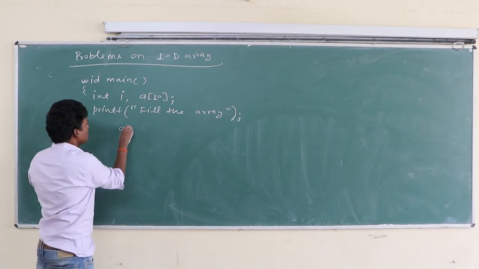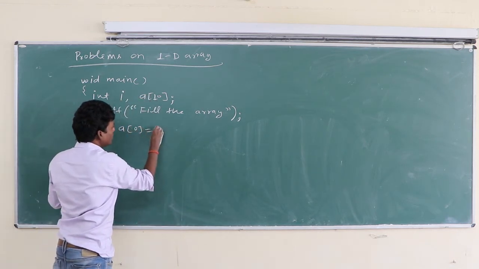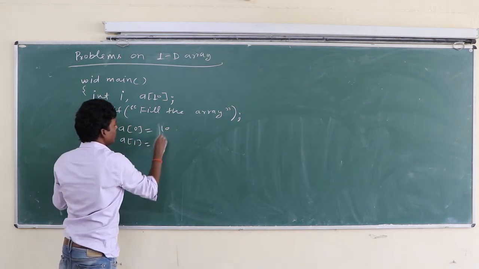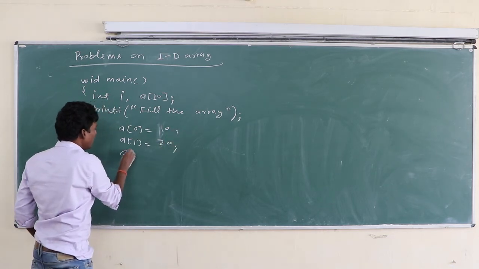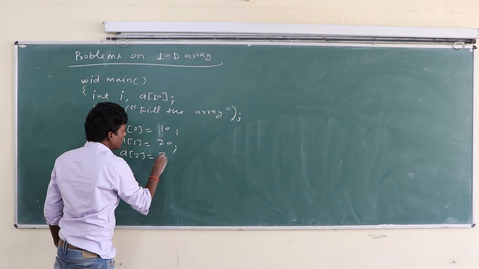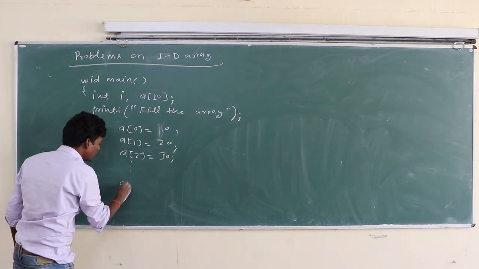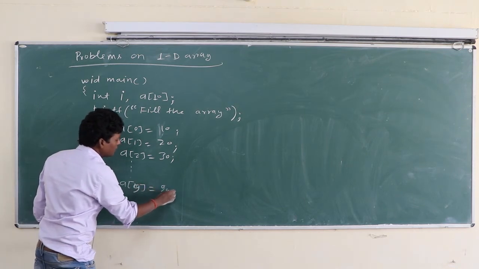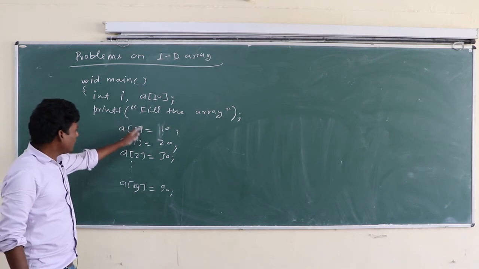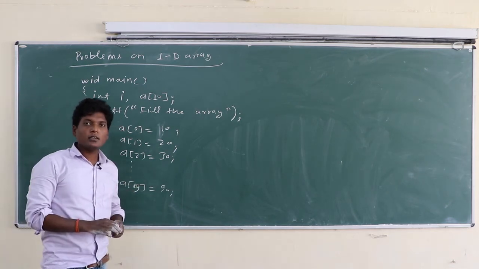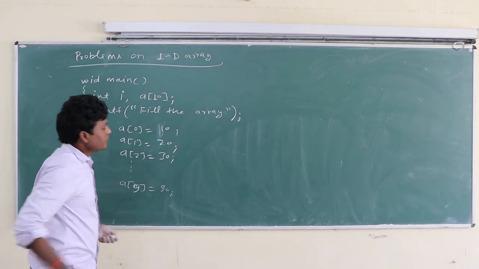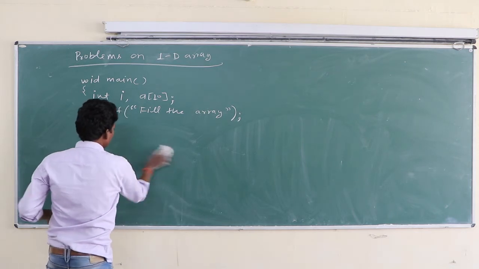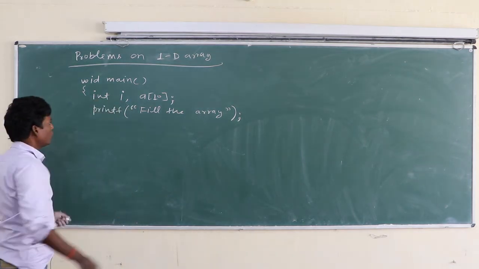One way is to fill the array: A of 0 equal to something, A of 1 equal to, suppose here is 10, here is 20, and A of 2 equal to 30, and so on, A of 9 equal to 90. So class, this is one way to fill it: just assign the value to each individual array block. Another way, which is more simplified and convenient, is using the for loop.